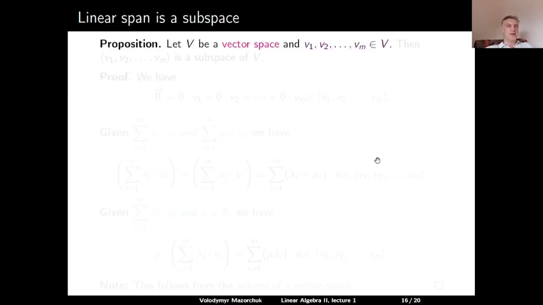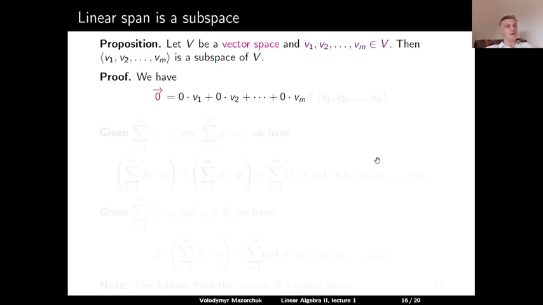First of all, proposition: let V be a vector space and v1, v2, vm be elements in V. Then the linear span of these elements is a subspace of V. To prove that it's a subspace, we need to check 3 conditions. First condition: the 0 vector should belong to our linear span.